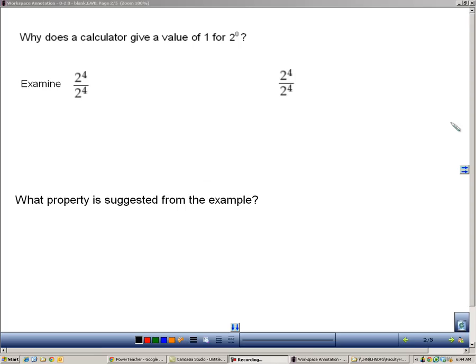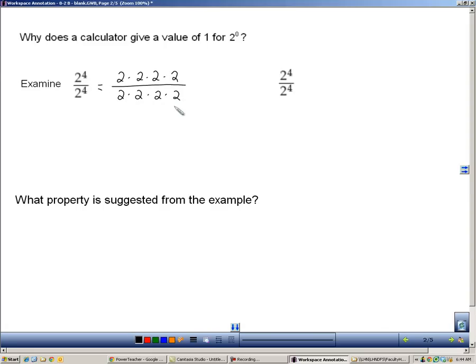Here we're going to examine why the calculator gives you a 1 when you type something to the 0 power. And we're going to do that by looking at this fraction. 2 to the 4th power, well, that really means 2 times 2 times 2 times 2. And then down here, 2 to the 4th power means 2 times 2 times 2 times 2. Well, we know from fractions that we can cancel each one of these 2's. And we're left with a 1 on top, a 1 on the bottom, and so that equals 1.